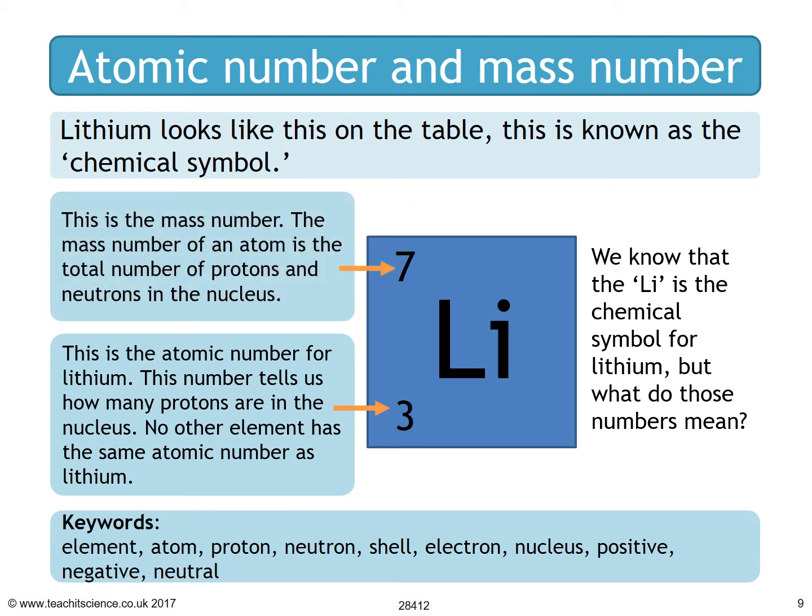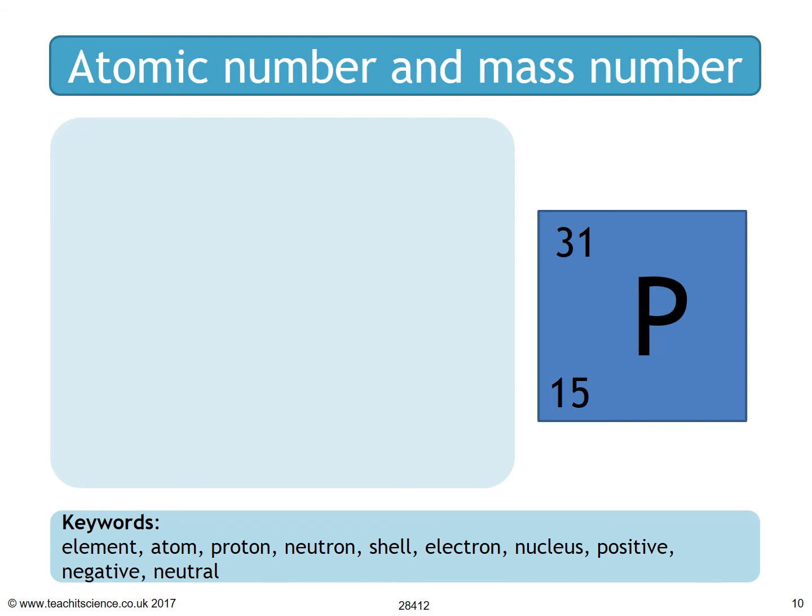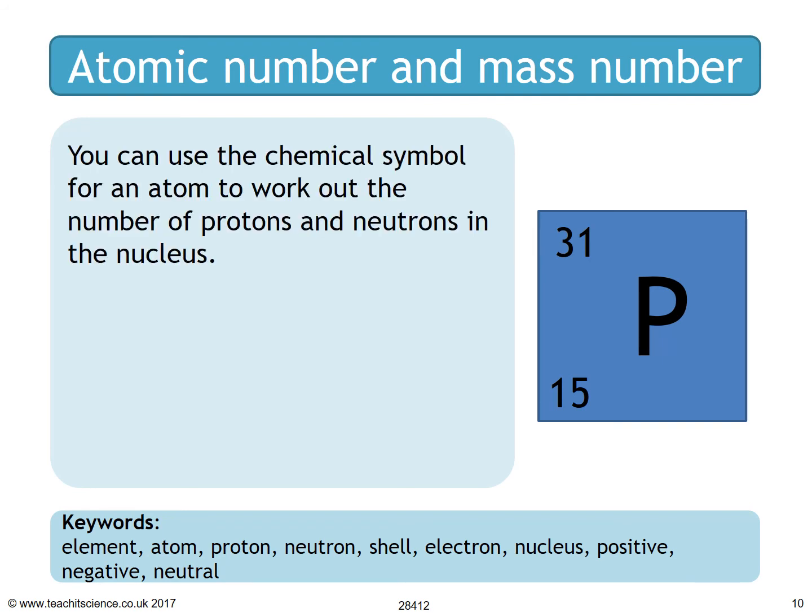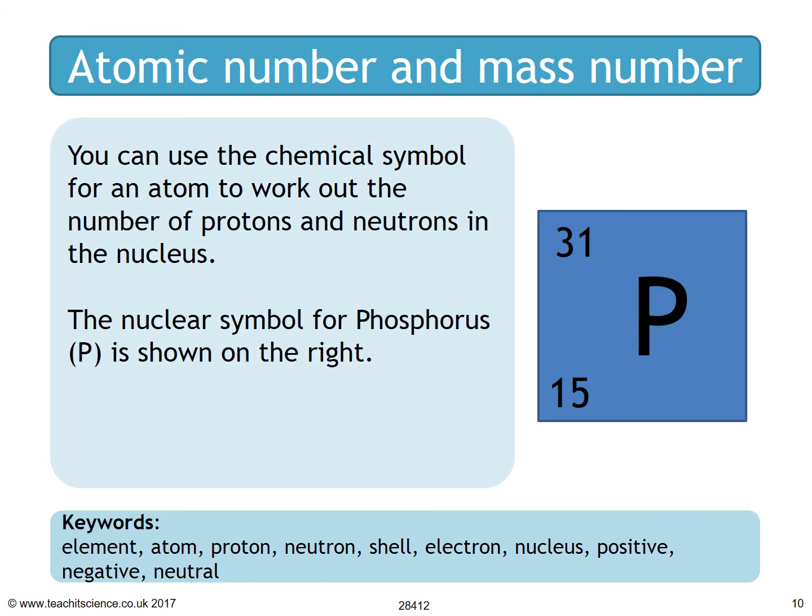The higher number of the two is the total mass, which is why we call it the mass number. This is made up of both protons and neutrons. You can have a look at chemical symbols on periodic tables to work out the numbers of protons and neutrons in every single element.